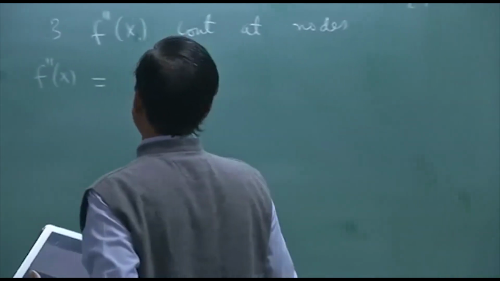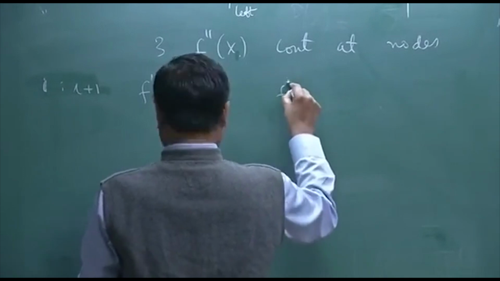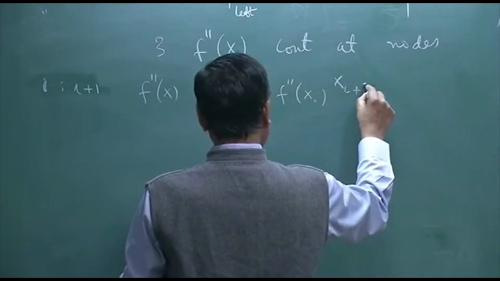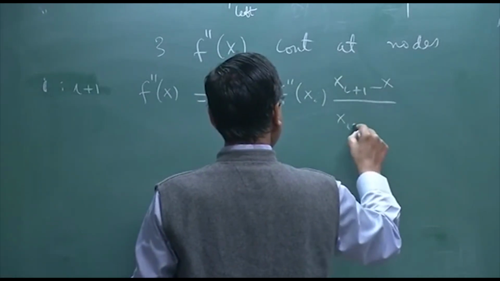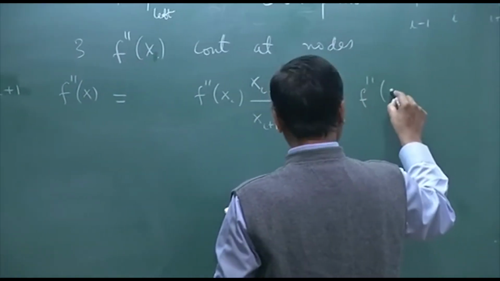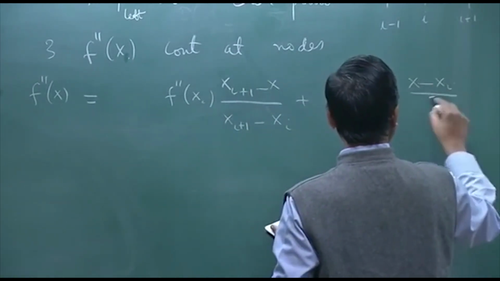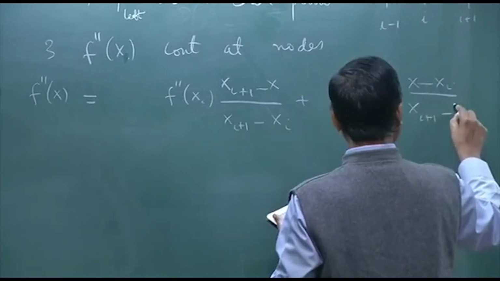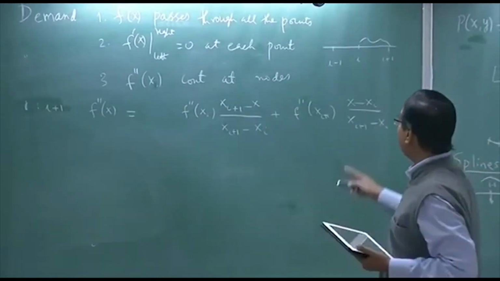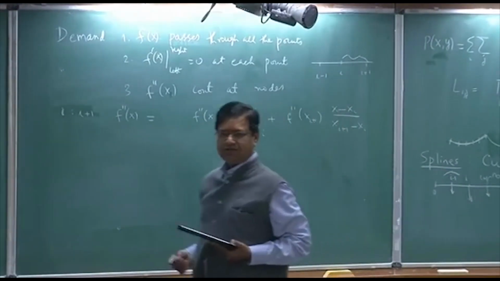Okay. So what is this? It is by Lagrange interpolation. The formula is linear interpolation, x i plus 1 minus x divided by this interval. Similarly, you can write for this interval as well. So for every interval, we have an f double prime, which is linear.